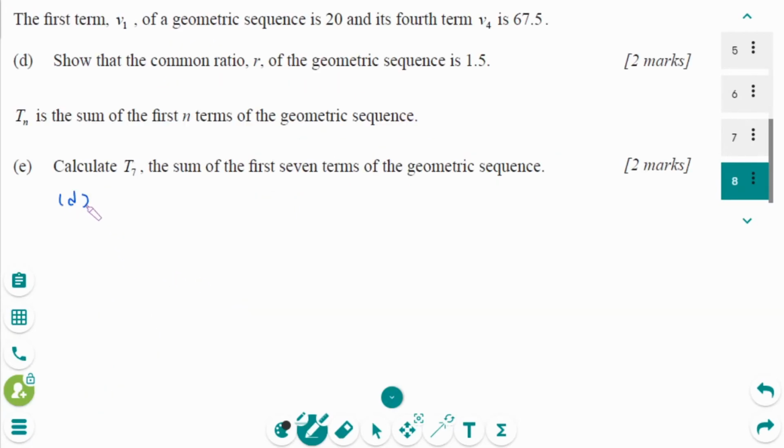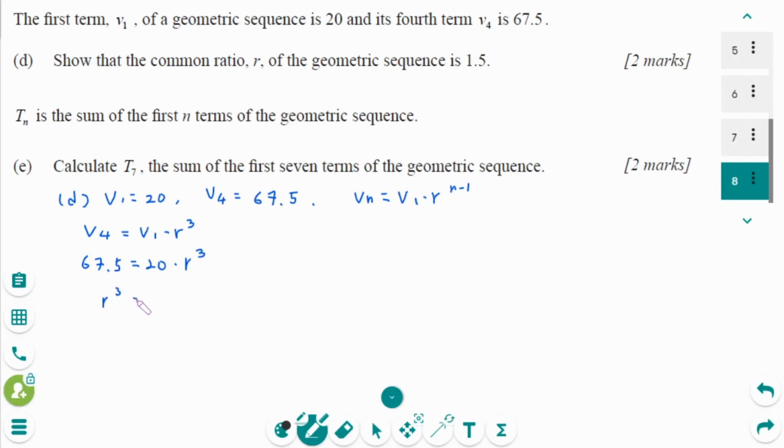Number D, V1 equals 20, V4 equals 67.5, Vn equals V1 times r to the power of n minus 1, then V4 equals V1 times r to the power of 3, 67.5 equals 20 times r cubed, then r cubed equals 3.375. That means r equals 1.5.